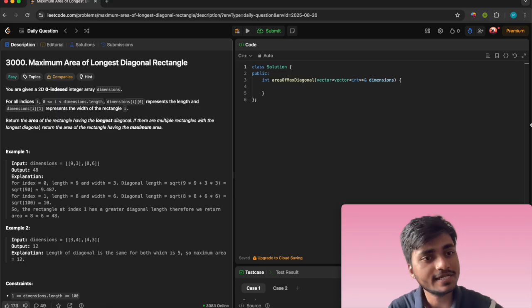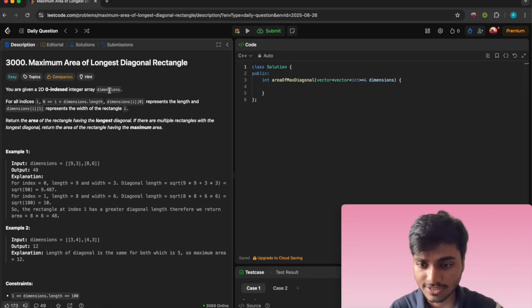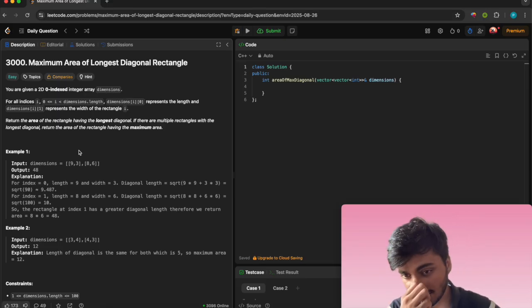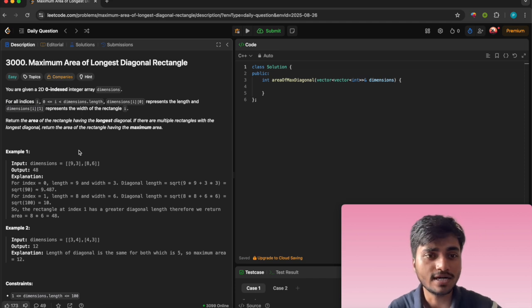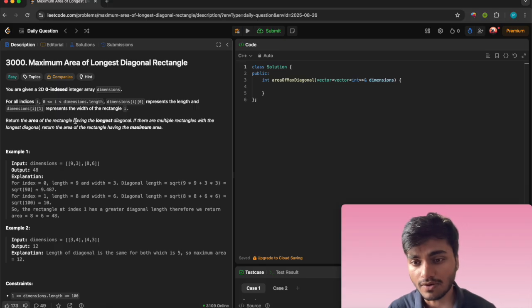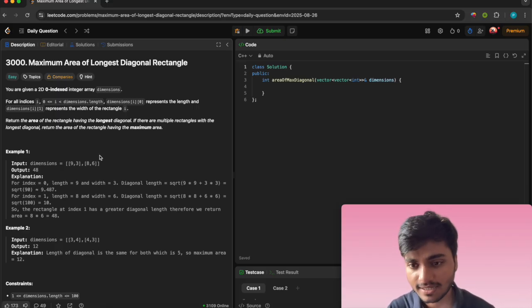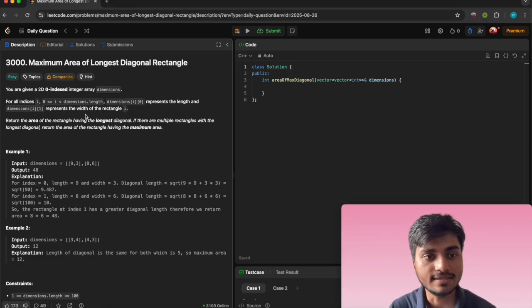It is a very easy question. We are given a 2D zero-indexed integer array named dimensions, in which we have exactly two elements only. That is why we are accessing I of 0 and I of 1 only. I of 0 represents the length, and I of 1 represents the width of the rectangle. We have to return the area of that rectangle.